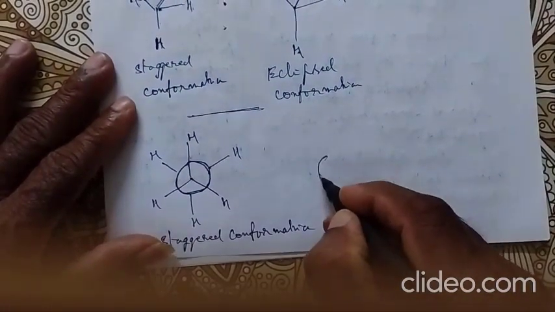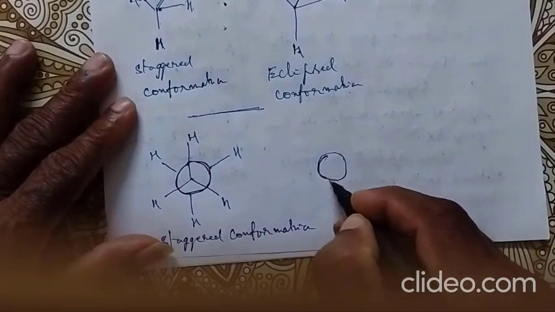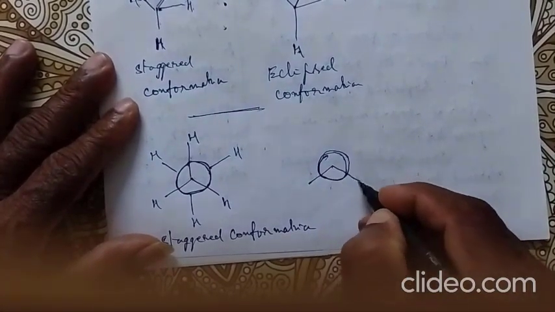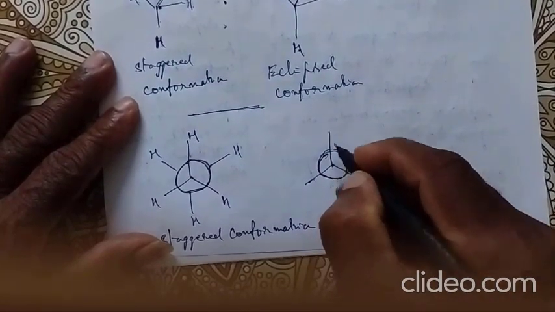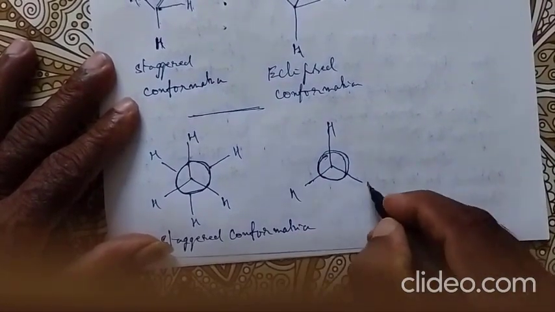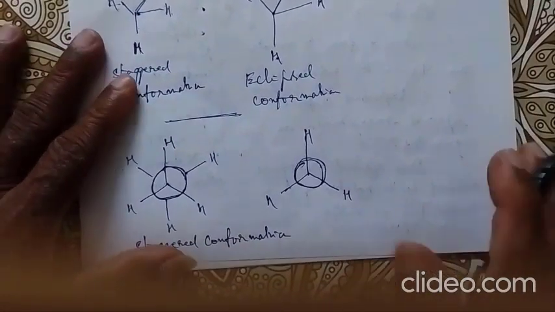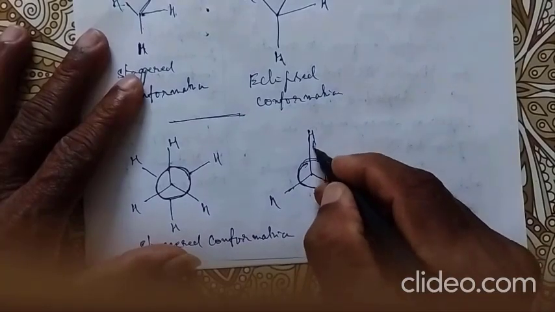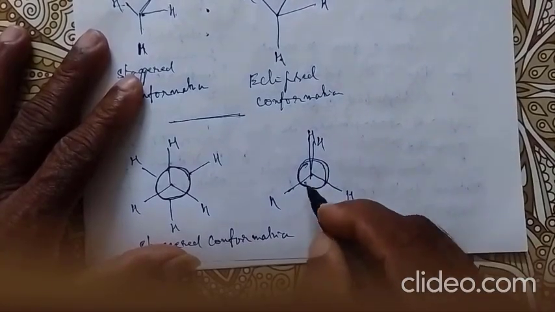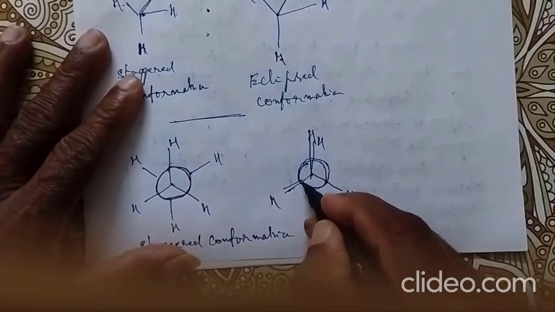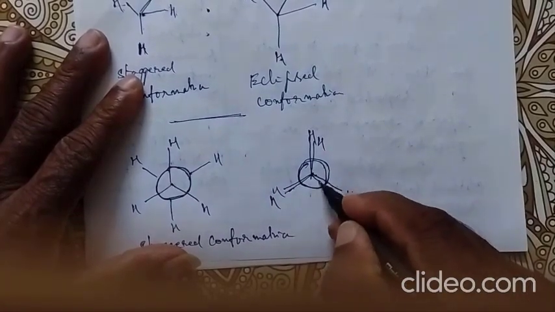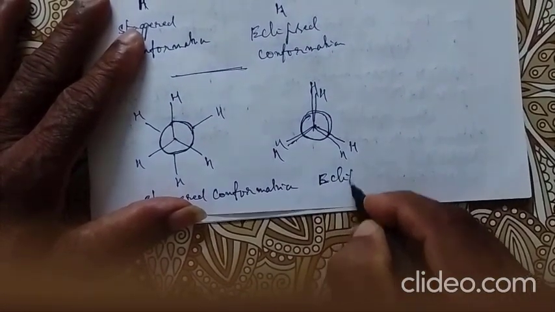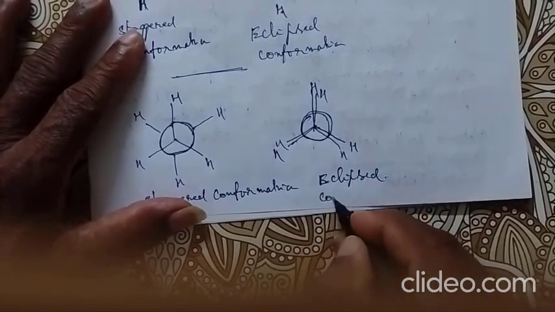What about eclipsed form? So this is the first carbon atom, and of course the C-H bonds of the first carbon atom are shown completely, that is C-H bonds, and the C-H bonds of the rear carbon atom are shown in this manner, like this. So what is this? This is eclipsed conformation.